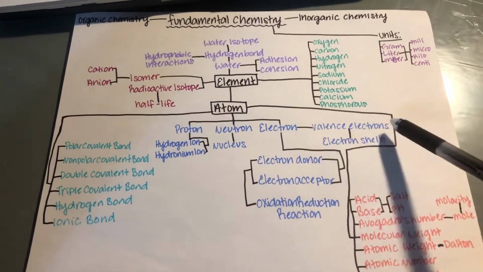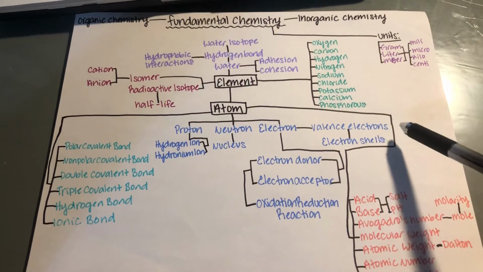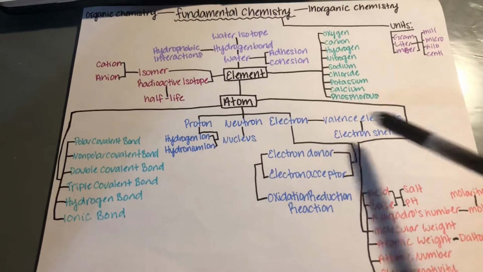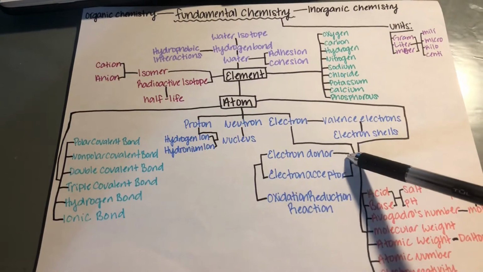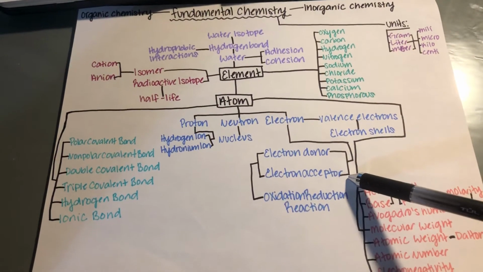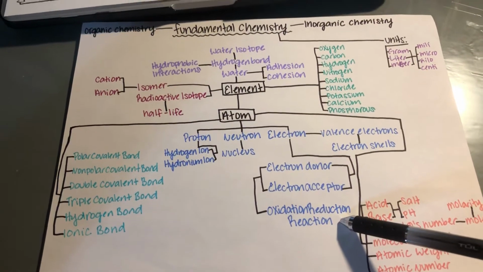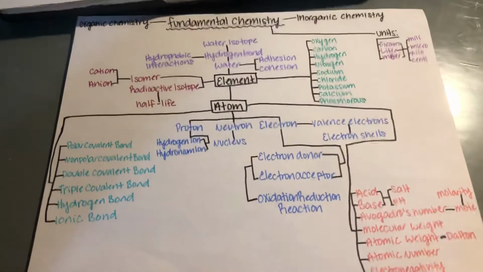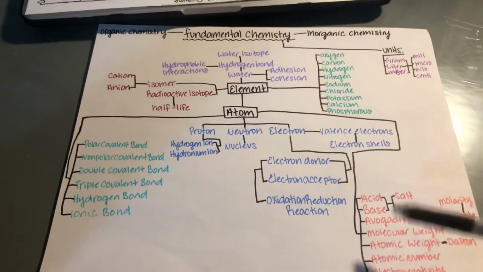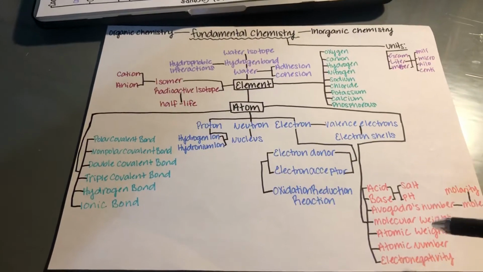Valence electrons are in the outer electron shell, and then also for electrons we have electron donors and electron acceptors. When these take place together, your oxidation reduction reaction occurs. Down here are a list of ways that you can classify the different atoms.